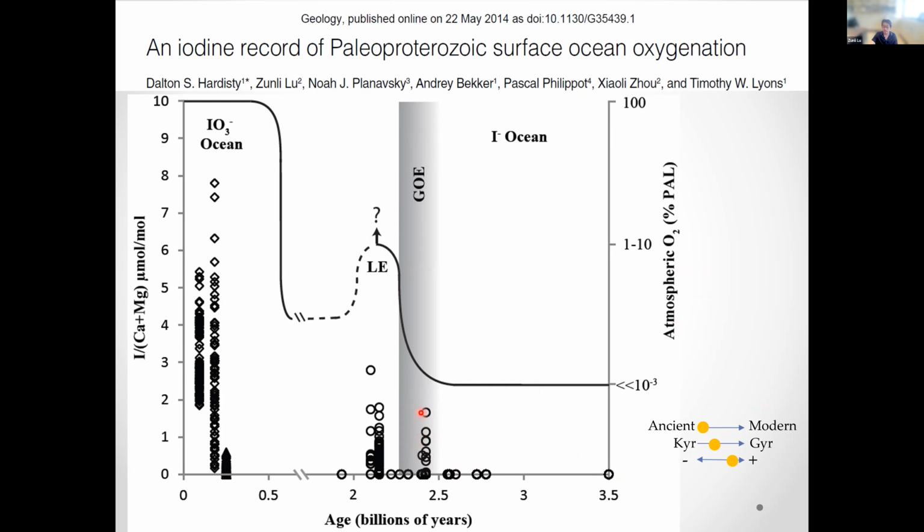And indeed, we see the first detectable iodine signal in the carbonate rock right during the GOE, and we couldn't get any iodine signal in the rock before that. So at least to me personally, what's a little special about this record is that iodine is a direct evidence of dissolved oxygen in the seawater.